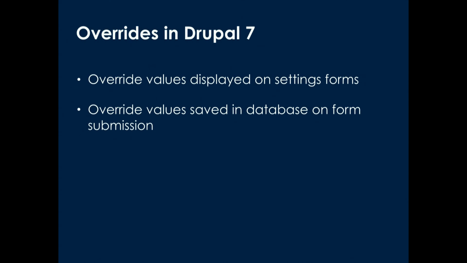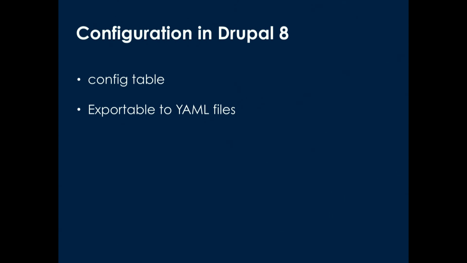A couple of problems with overrides in Drupal 7 is that the override values would get displayed on the settings page for the module, which, if you're trying to protect that information, is counterproductive. It doesn't help you there. And in addition, if you save that form, your override value is going to get put in the database. So if you're trying to keep configuration data out of the database, it's very easy for it to creep back in. And that's been addressed in Drupal 8, but I'll talk about the complications with that also.